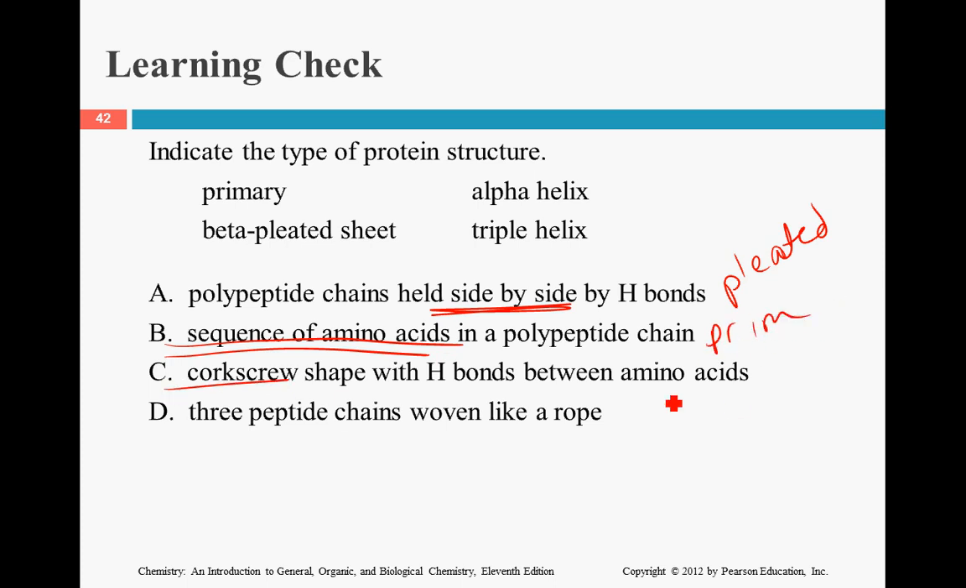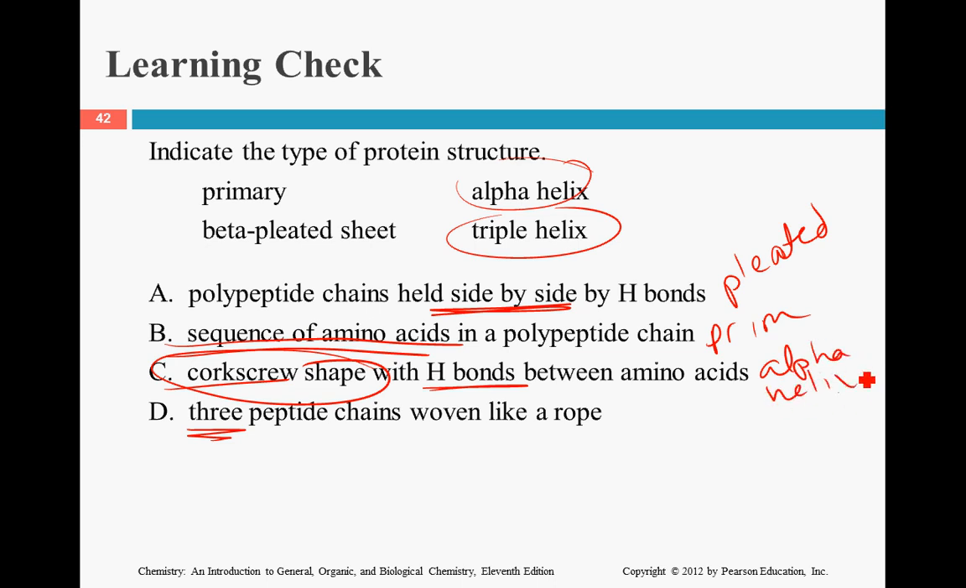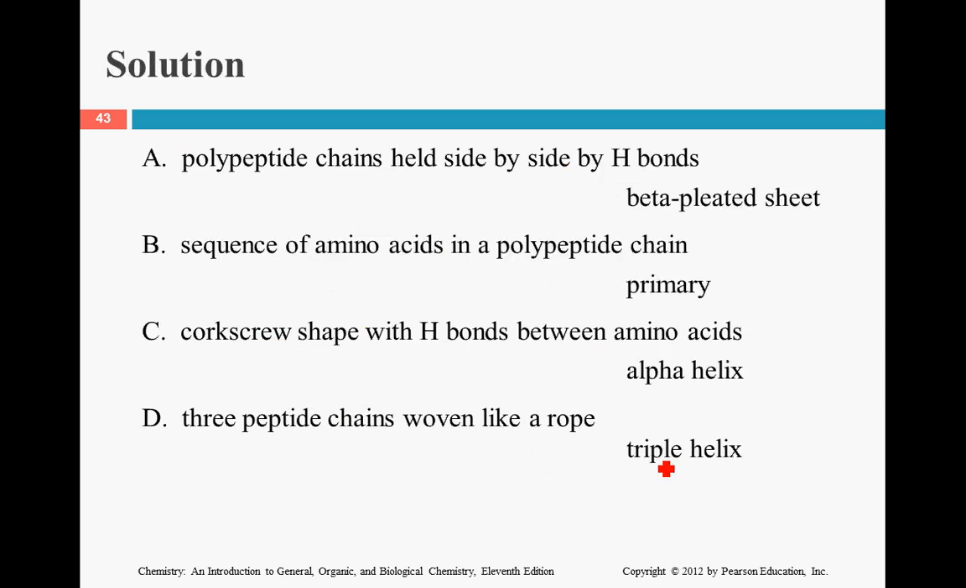Corkscrew shape with hydrogen bonds. The fact that it's a corkscrew shape tells you it's either alpha or triple helix. Well, if we look at the next one, it's 3, so that's going to be a triple, so that means this is alpha helix, where the 3 is triple helix. We're going to stop there, and we're going to talk about tertiary and quaternary in the next video.